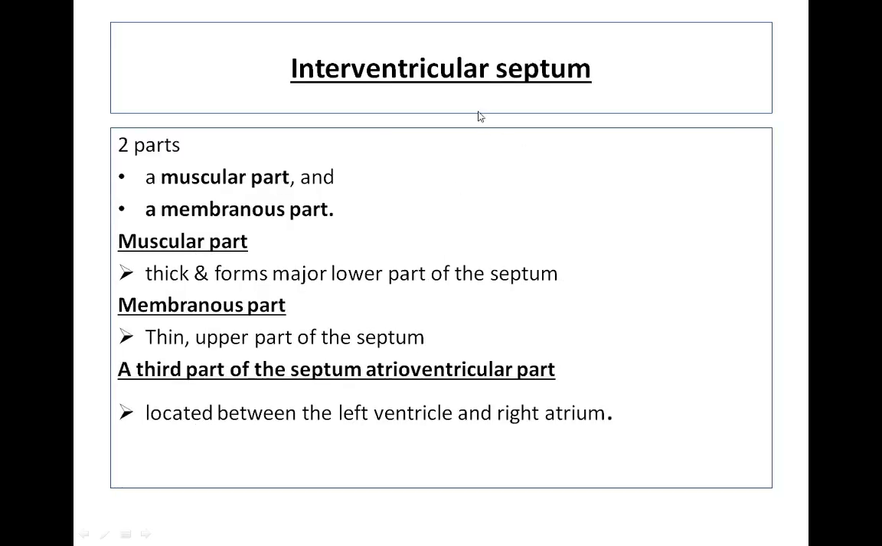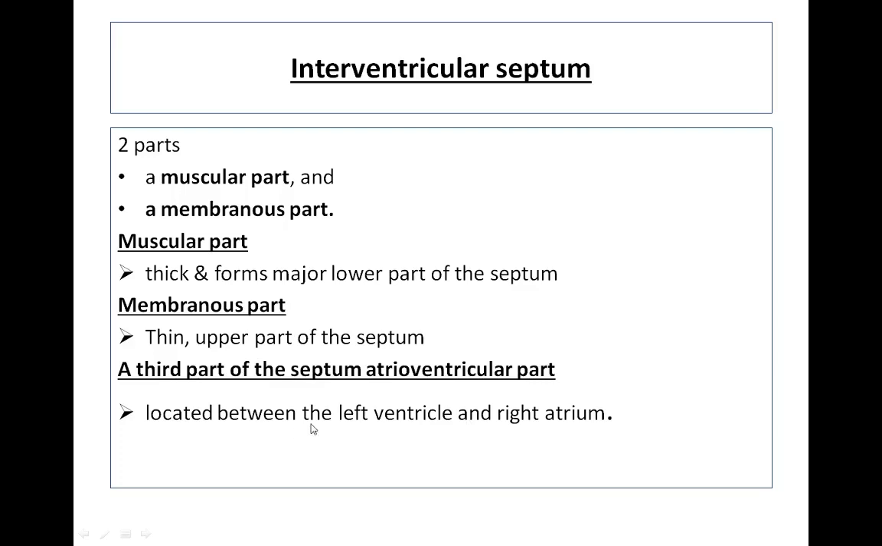Now come to the interventricular septum. Already you know the development of the interventricular septum, but I will just recapitulate. There are 2 parts: one is a muscular part, one is a membranous part. The lower part is muscular, the upper part is membranous. The muscular part is thick and forms the major lower part of the septum, while the membranous part is thin and forms the upper part of the septum. A third part of the septum, the atrioventricular part, develops from the AV cushion.